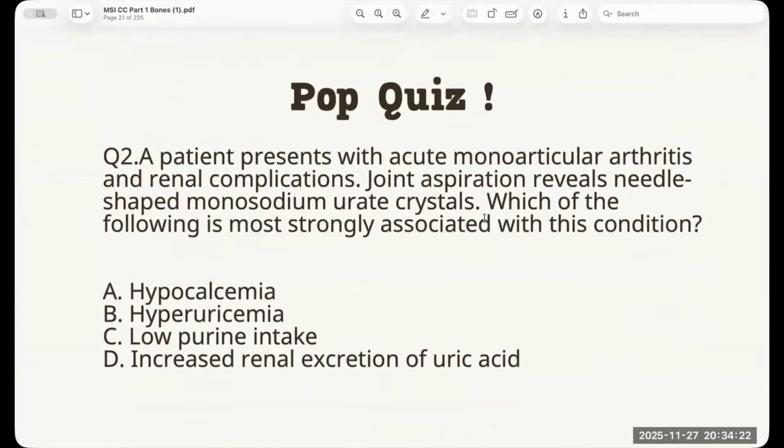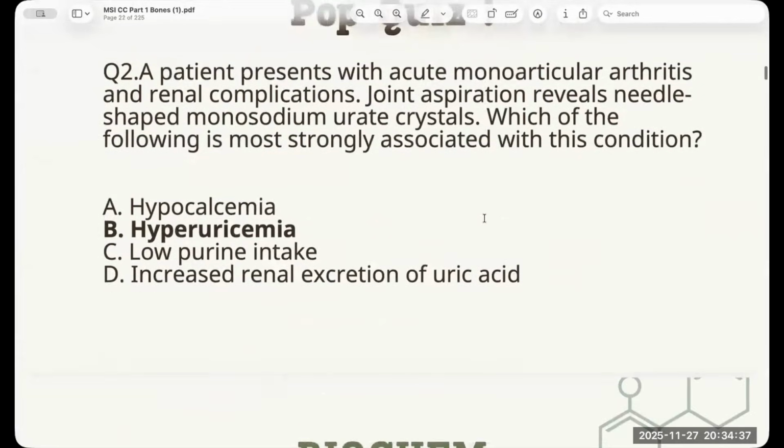Another question. A patient presents with acute monoarticular arthritis and renal complications. Joint aspiration reveals needle-shaped monosodium urate crystals. Which of the following is the most likely condition? Here's a minute, and then it is hyperuricemia.